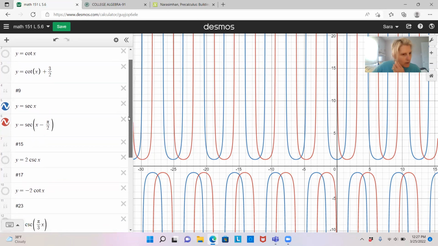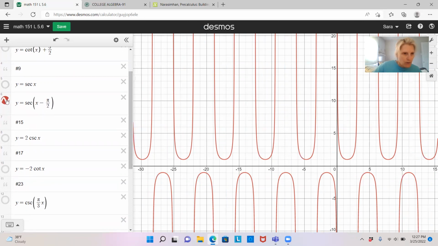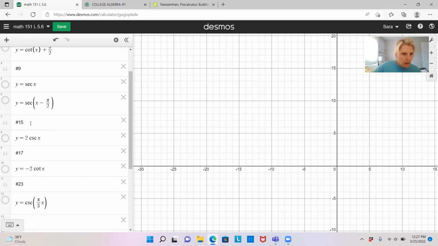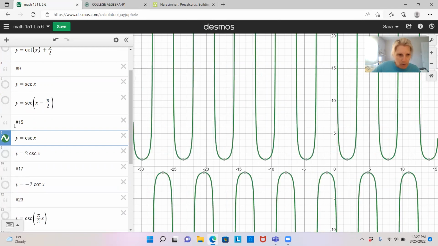So our shifts and our stretches, they all look just like they did earlier in the semester with our quadratic functions, but also in 5.5 with the sine and cosine graphs. So I'm going to turn off those two. And now I'm going to look for number 15. Let's look at the basic cosecant graph here. That's what that looks like in green.